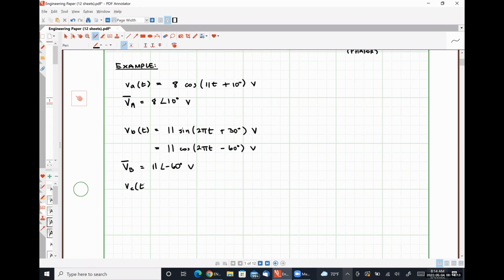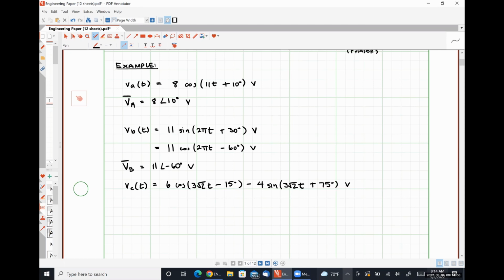Let's say that we have VC of t is equal to 6 cosine 3 square root of 2t minus 15 degrees minus 4 sine 3 square root of 2t plus 75 degrees volts. So we have a combination of sinusoids, okay?